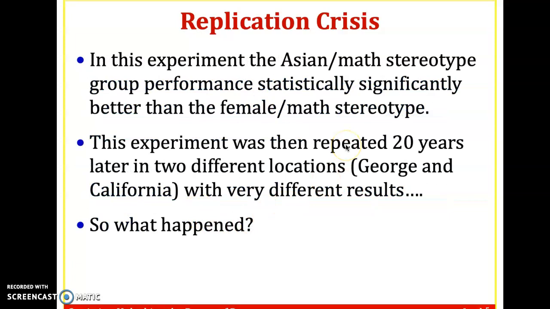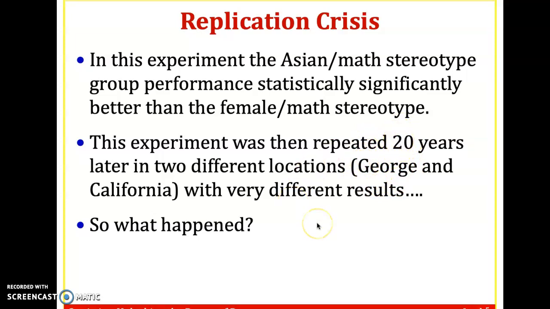What happened? In California, if I remember correctly, the two groups performed about the same. There's really no difference in the two stereotypes. So one of them kind of did the opposite effect as the original study. This was not statistically significant. Whereas the group in Georgia did perform statistically significantly. The Asian math stereotype group did do better than the female math group. But it wasn't as statistically significant as the original study 20 years earlier.